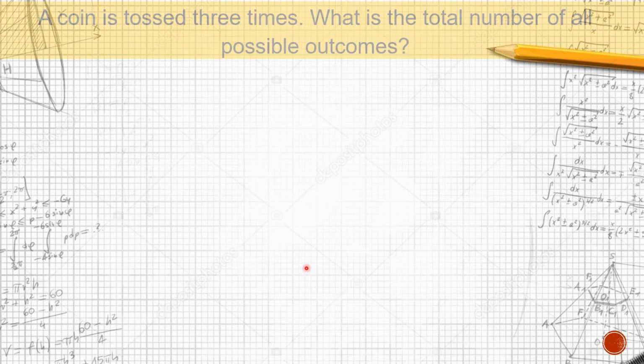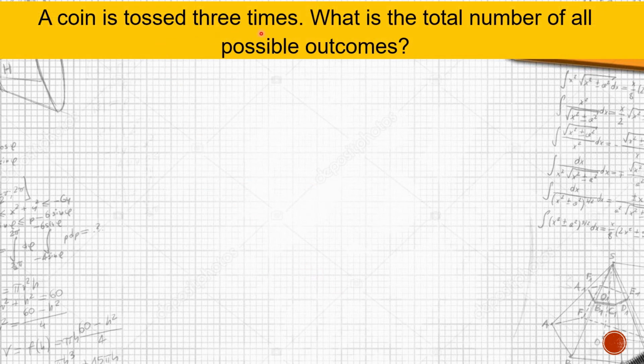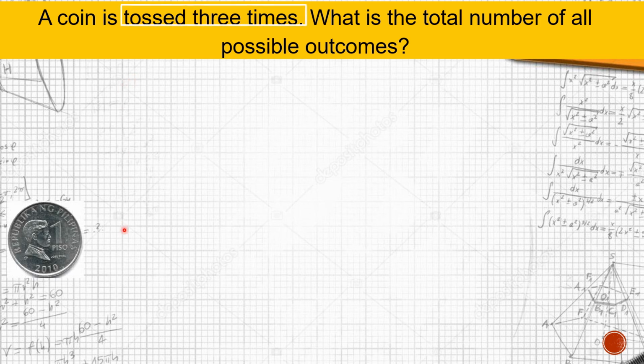Let's have our next problem. A coin is tossed 3 times. So, isang coin lang yan. What is the total number of all possible outcomes? So, 3 times tayo magtotoss ng coin. So, meron tayo dito, let's say, piso. Sa unang toss, meron kang head or tail na pwedeng lumabas. So, dalawa yung outcome na pwedeng lumabas sa first toss.